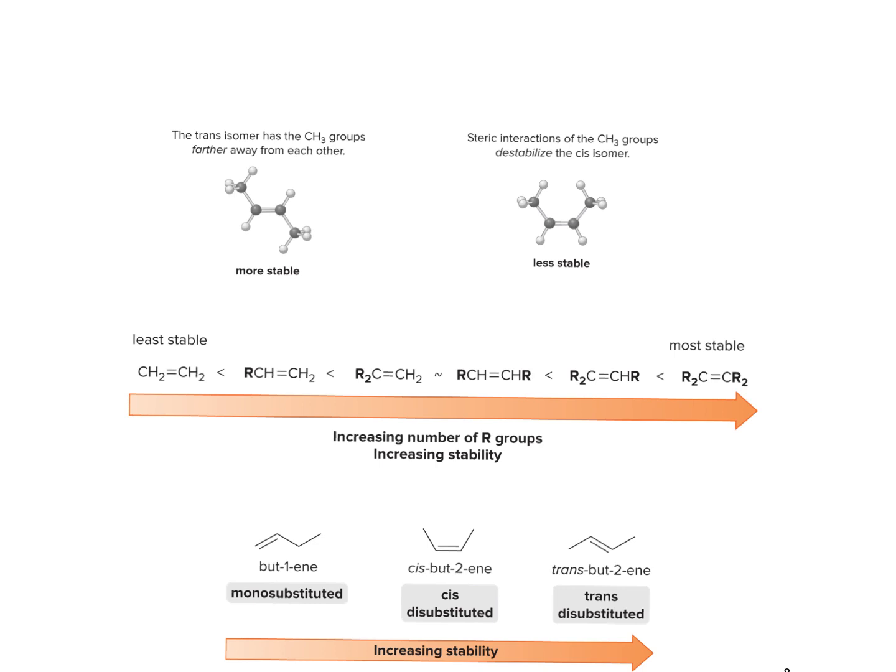Now, we can also see that the number of R groups increases the stability as well. The least stable double bond is going to be the one where we have two hydrogens. As we add an R group, then we have more stability. Two R groups, more stability. And whether you add those two R groups to the same carbon or to different carbons, it doesn't affect the stability very much. So we say that's about equal. Then this is three R groups, and then this is the most stable with four R groups.